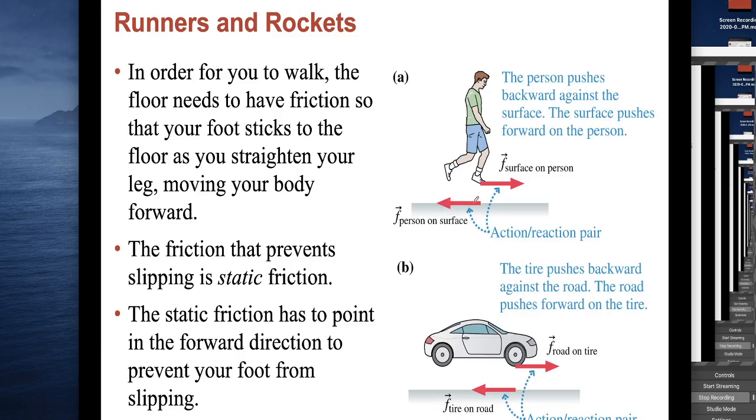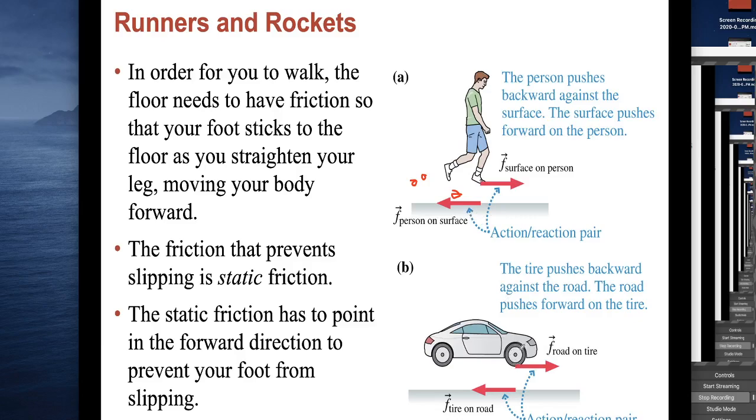Think about when you're running fast on, let's say, a rocky or sandy road. You may figure out sometimes you will see some little rocks or some sand pushed back while you're walking or running. That means you are pushing the surface of the road back so that the surface of the road is pushing you forward. This is an action and reaction pair.